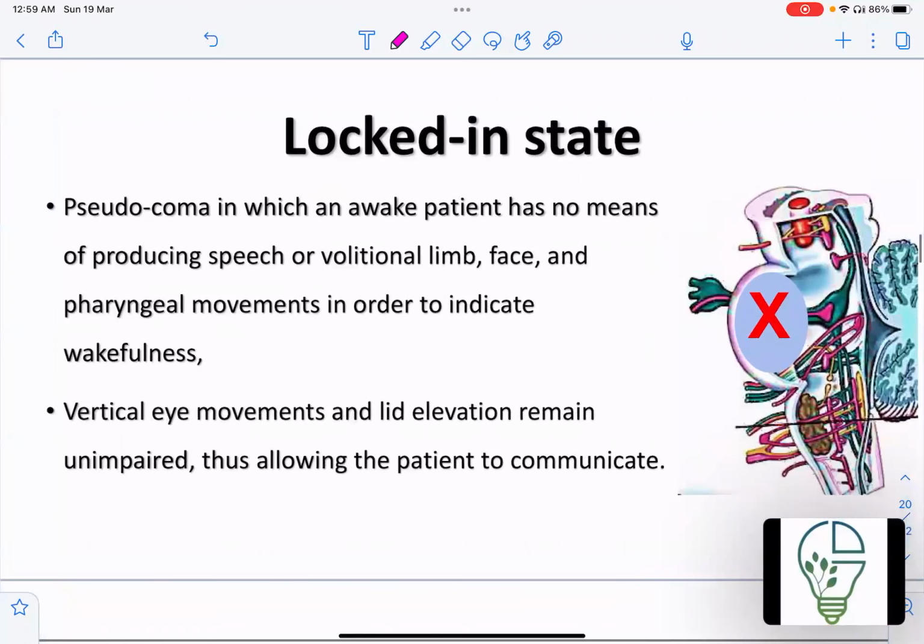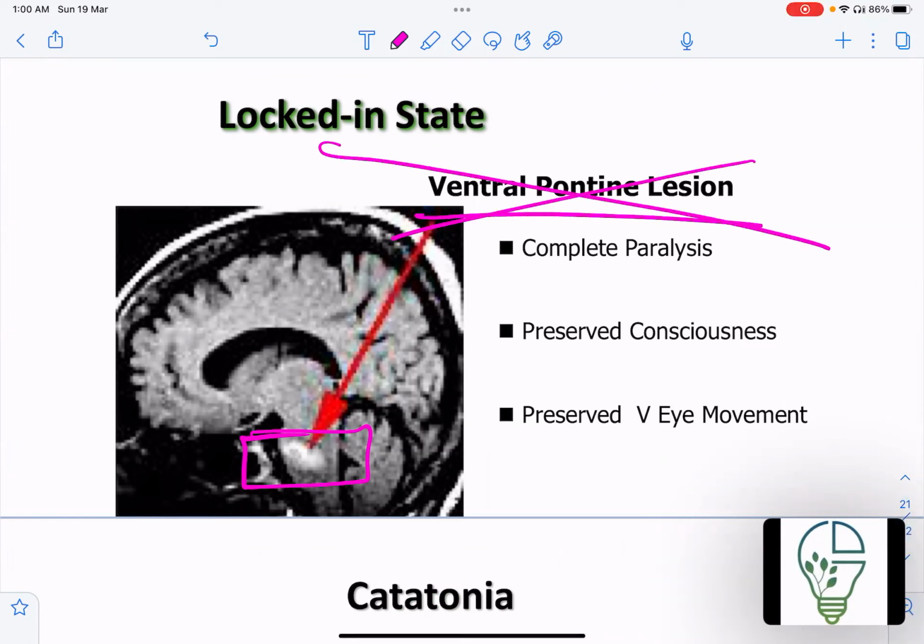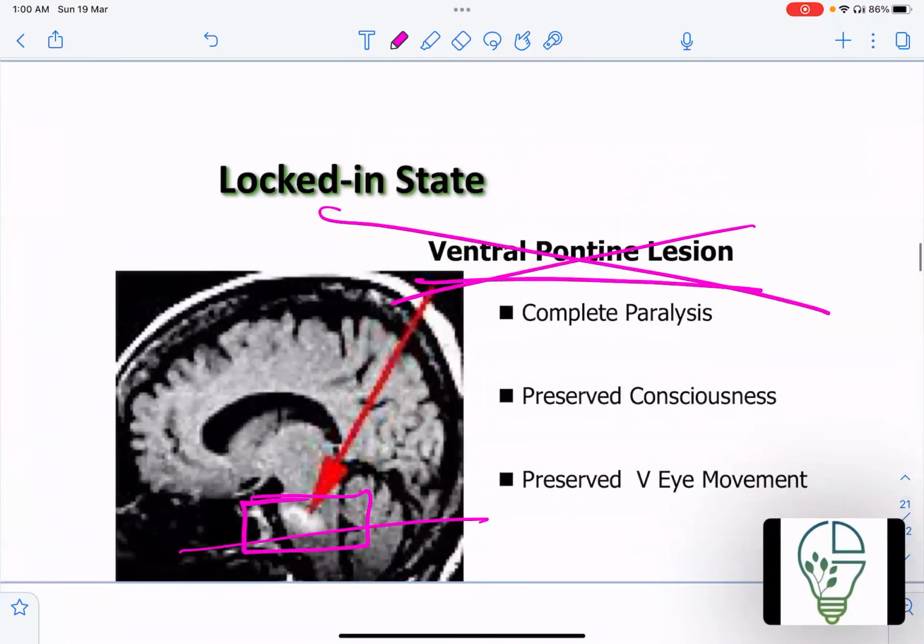All right. So the first one we'll discuss is locked-in syndrome. What is locked-in syndrome basically? There's a region here, the ventral pontine lesion. When this area gets affected, everything from the neck below is completely gone. So they have preserved consciousness and preserved eye movement, but there's complete paralysis downward. It's mainly a motor-related disease rather than a sensory-related disease.